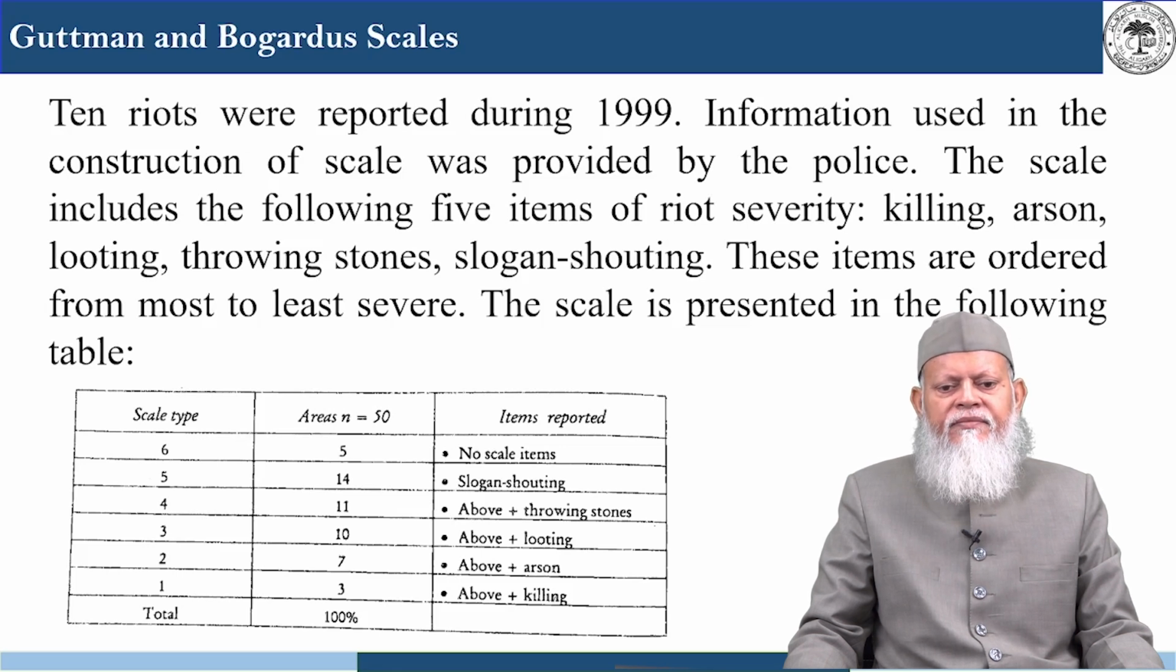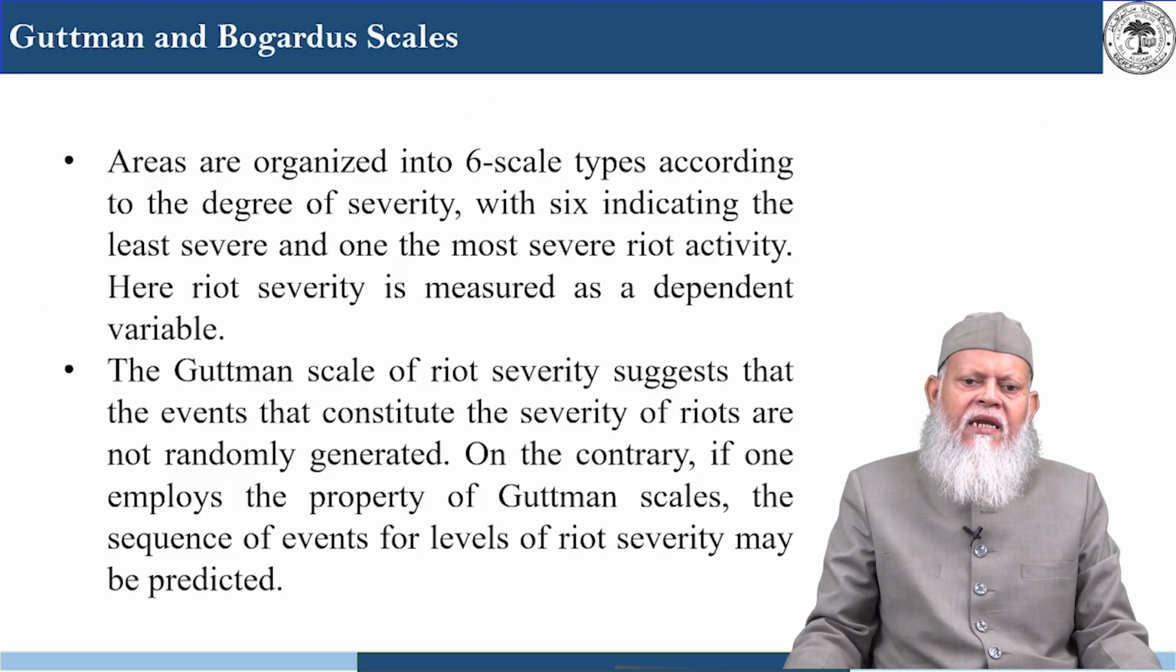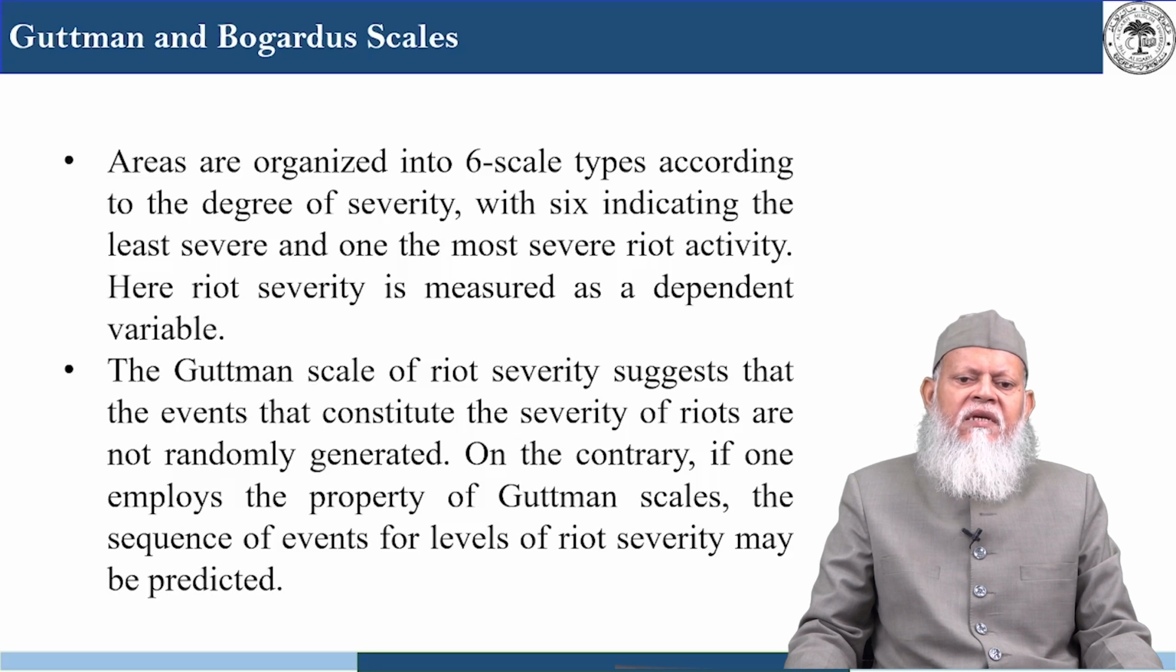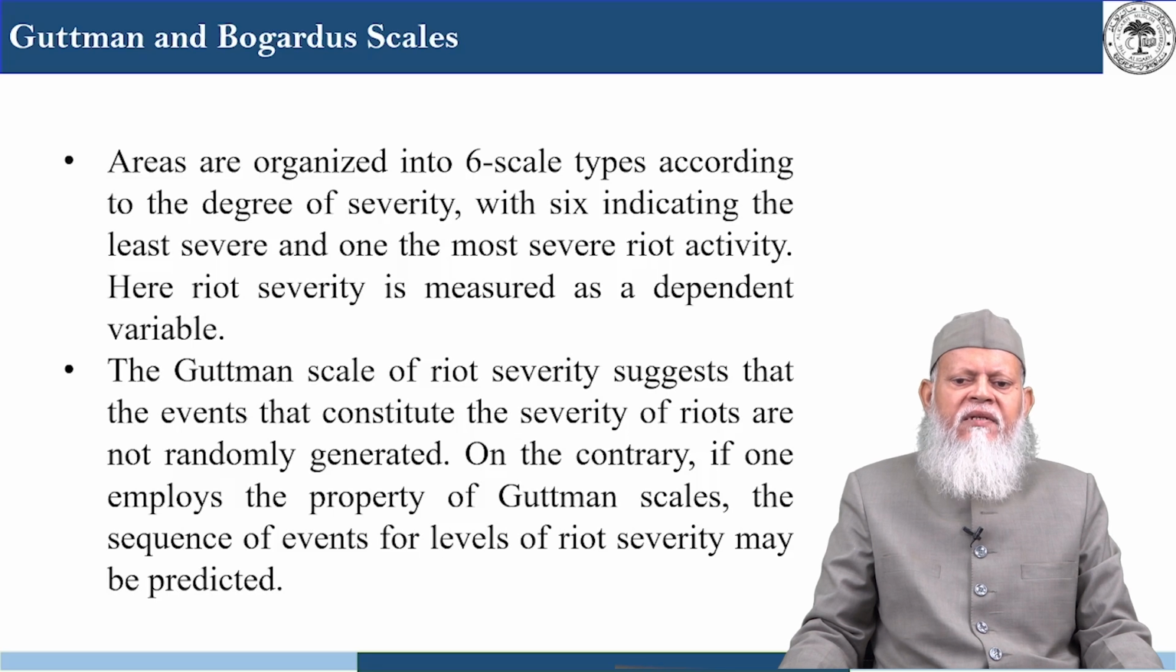We have this table, and here we have designated the areas also. So we have the scale type, the areas, and the items reported. Areas are organized into 6 scale types according to the degree of severity, with 6 indicating the least severe and 1 the most severe riot activity. Here riot severity is measured as the dependent variable.